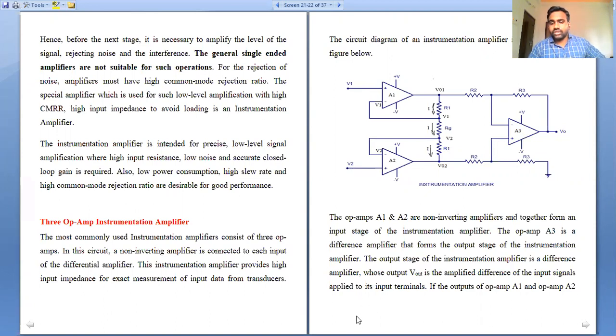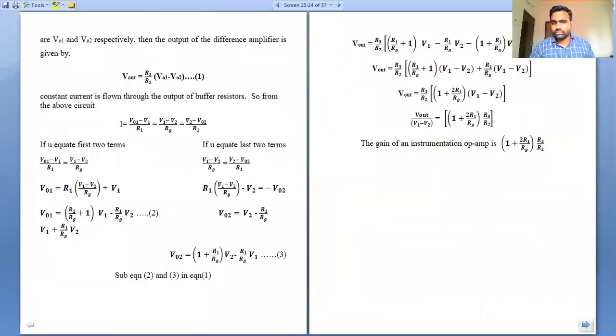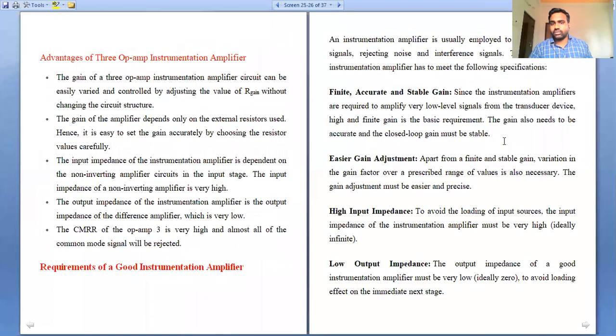So coming to the next discussion, this is about the topics we discussed in the last class, where we calculated the gain value by using the superposition theorem. So these are the advantages of the three op amp instrumentation circuit. What are the main advantages? The gain value of the three op amp instrumentation circuit can be varied by adjusting the gain value.